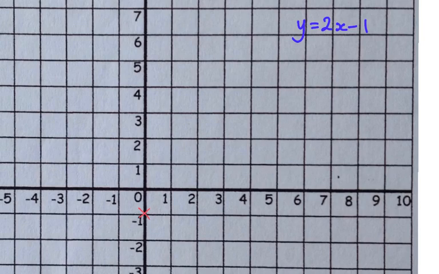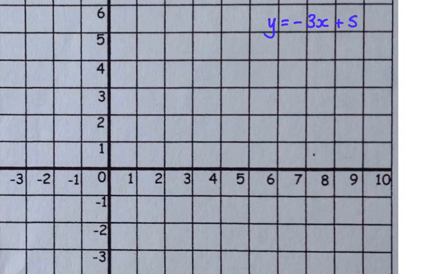So going over that again, 1 unit to the right, 2 squares up, and so on. And we're now in a position to draw a straight line through all of those points and beyond. So this straight line represents the graph of y equals 2x minus 1.